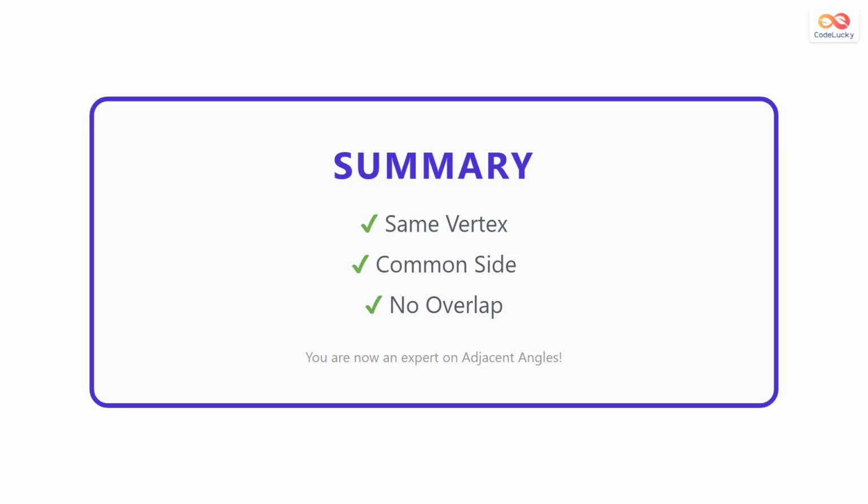To summarize, same vertex, common side, no overlap. If you have these three things, you have adjacent angles.